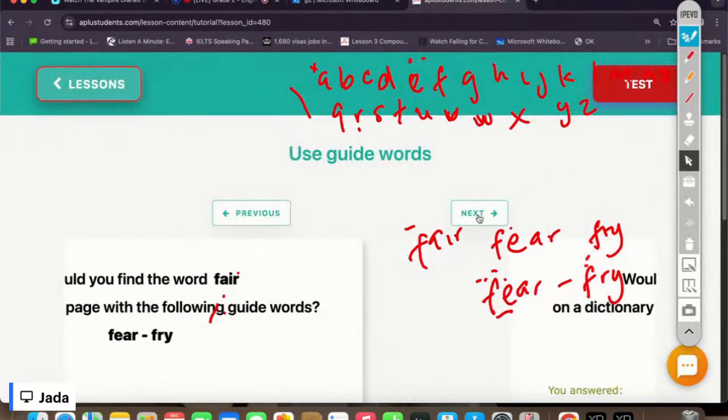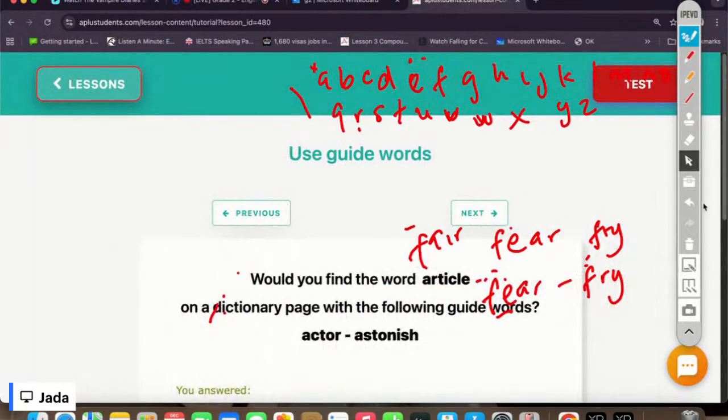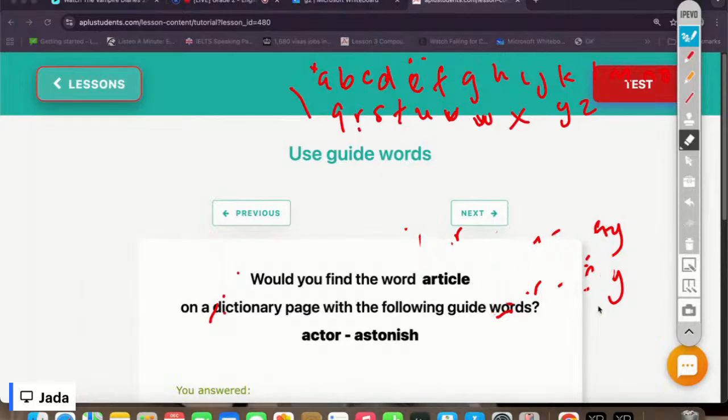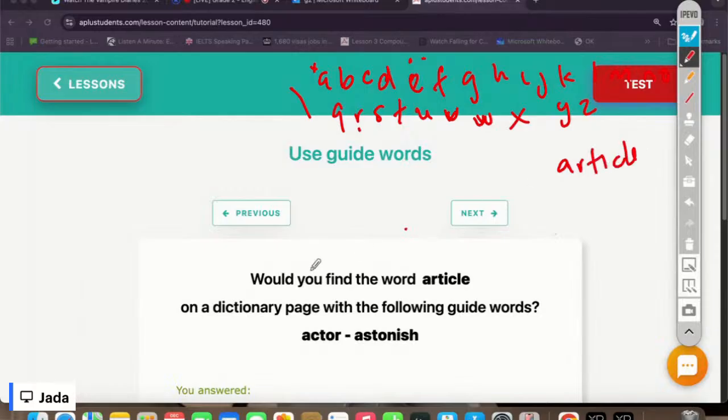so let's see some more. Now we have this question. So let's clean this up, okay, so that we can read the questions. All right, so we have: would you find the word article on a dictionary page with the following guide words? So these are the guide words. We have actor and astonish, right?